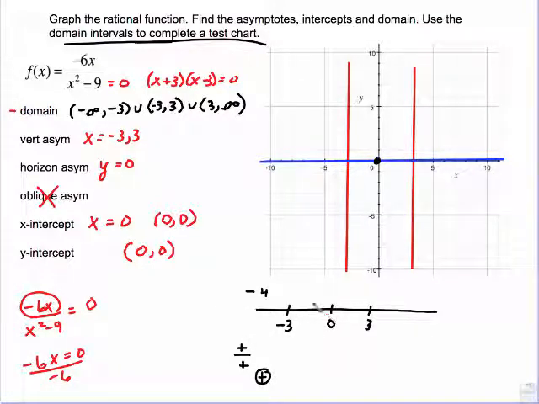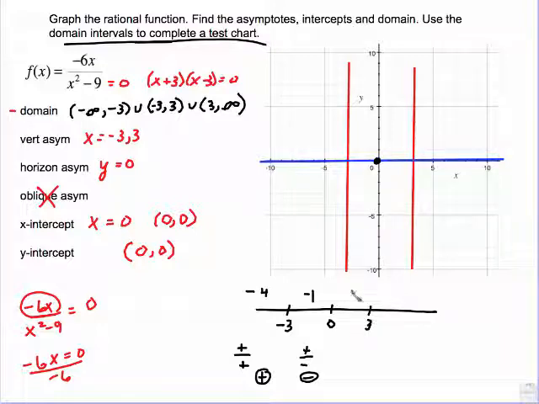Something between -3 and 0, I'll pick -1 and do the same arithmetic. Put -1 right here. -6 times -1 is a positive. -1 squared is +1, minus 9 is a negative. And a positive divided by a negative is a negative.